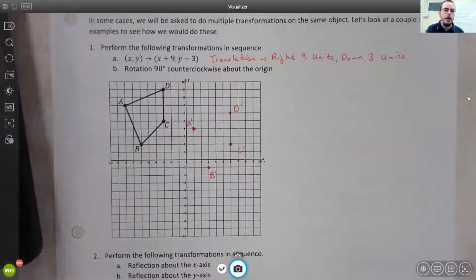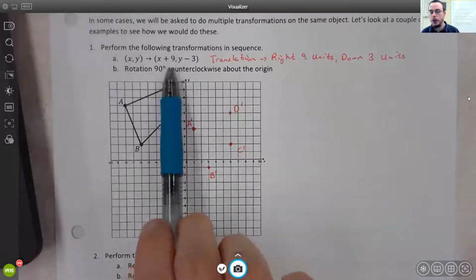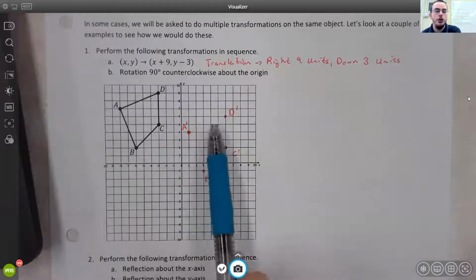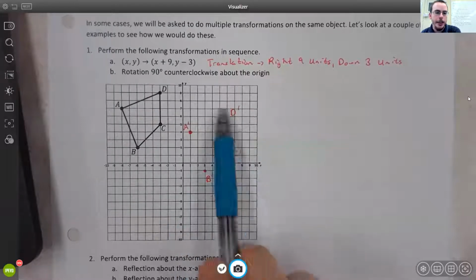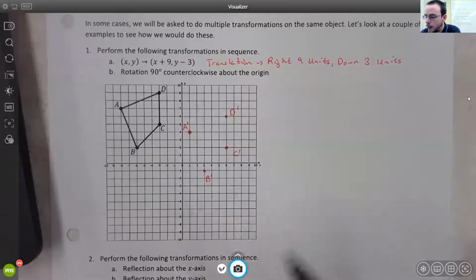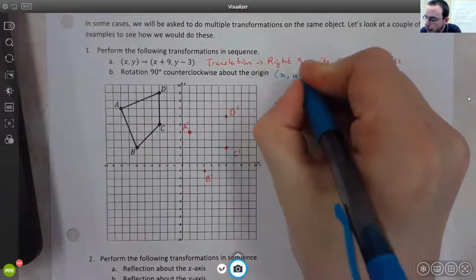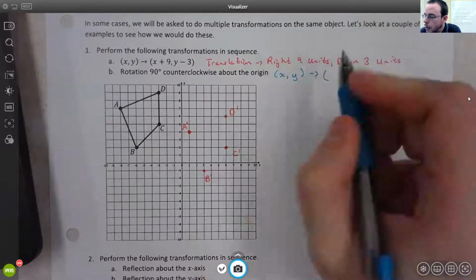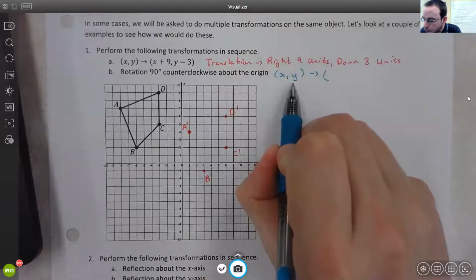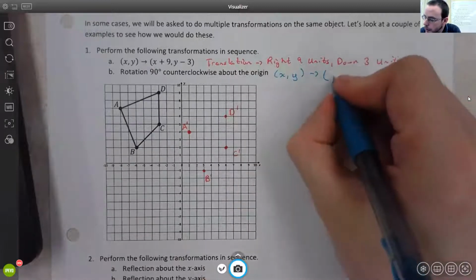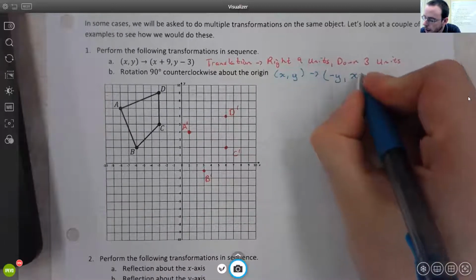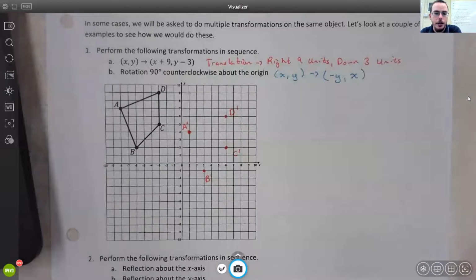Now, when we do our second one here, the rotation, we're going to be using these new points, these ones in red. So these are going to be the ones that we're going to rotate 90 degrees counterclockwise. Now, if you're using the formula, this would be xy maps to, you change the sign on y, leave x the same, but then you switch the positions. So this would become negative y, comma, x.